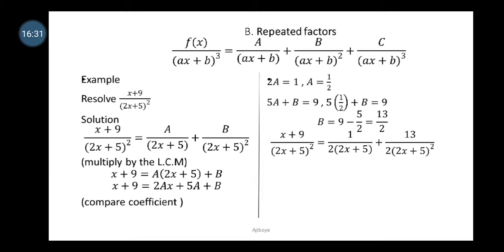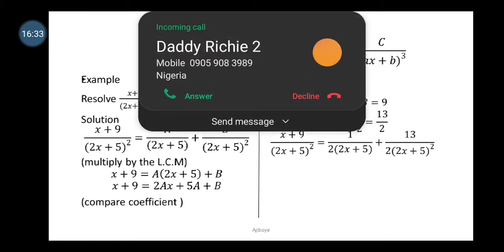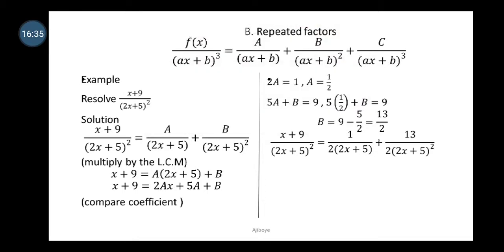So if we equate that, we'll see that 5a plus b is equal to 9. And already we have a as 1 over 2. So 5 open bracket 1 over 2 close bracket plus b will be equal to 9. And therefore, b will be equal to 9 minus 5 over 2, which will be equal to 13 over 2.